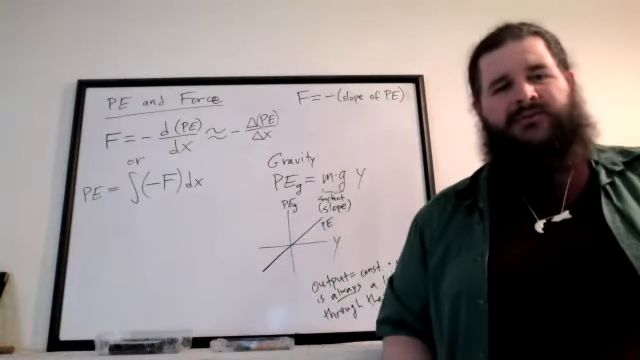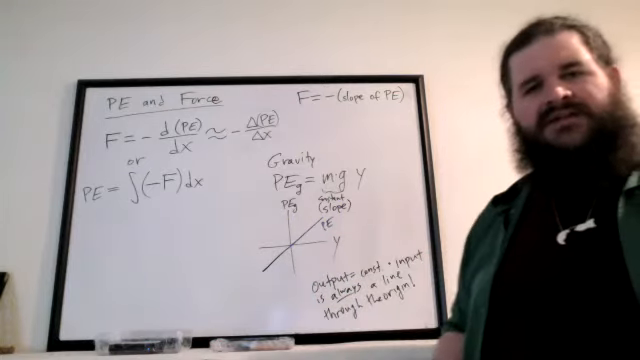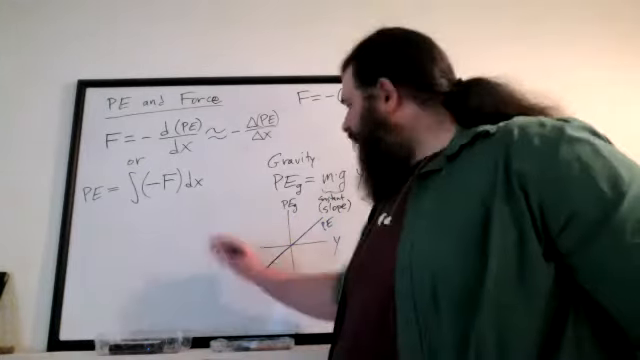And also, does the slope change from point to point? No, it's a constant, right? It's got the same slope everywhere. That's the defining attribute of a straight line. So this graph has a constant positive slope, which means, what does that tell you about the force? It's going to be negative.